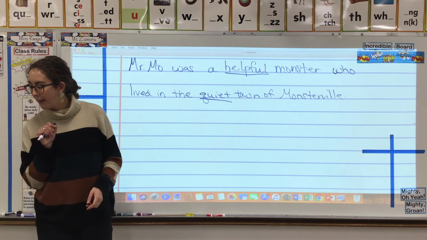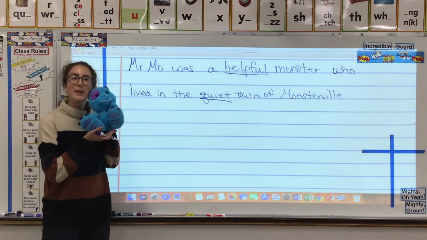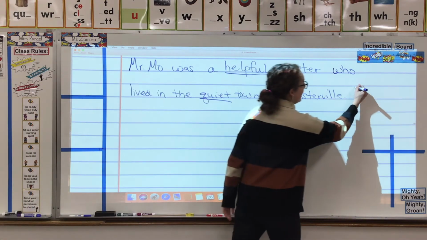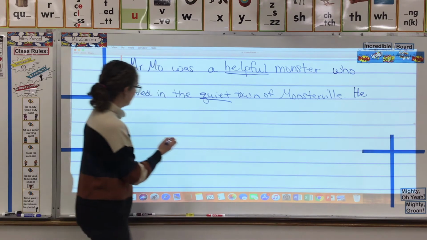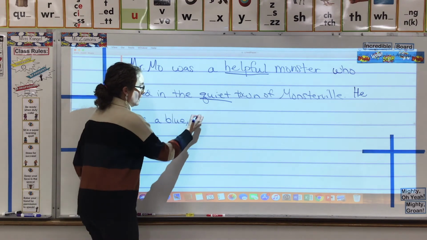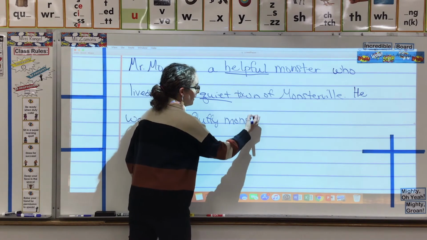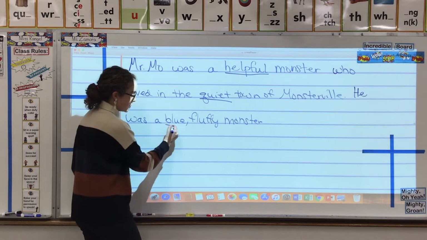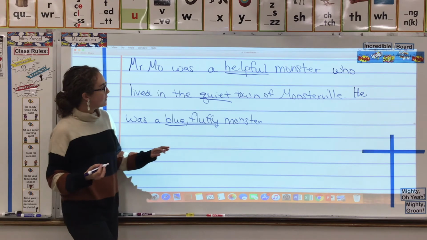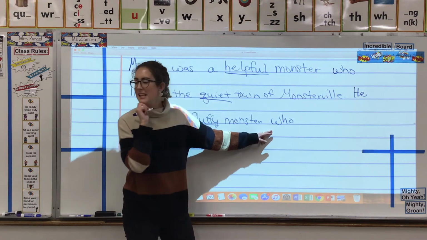I'm looking at my plot map. We need to describe what Mr. Mo looks like. So go ahead, we can say he was a blue, fluffy monster. That's true, I'm showing what he looks like. Blue and fluffy. He's a blue, fluffy monster who, what did he love to do?